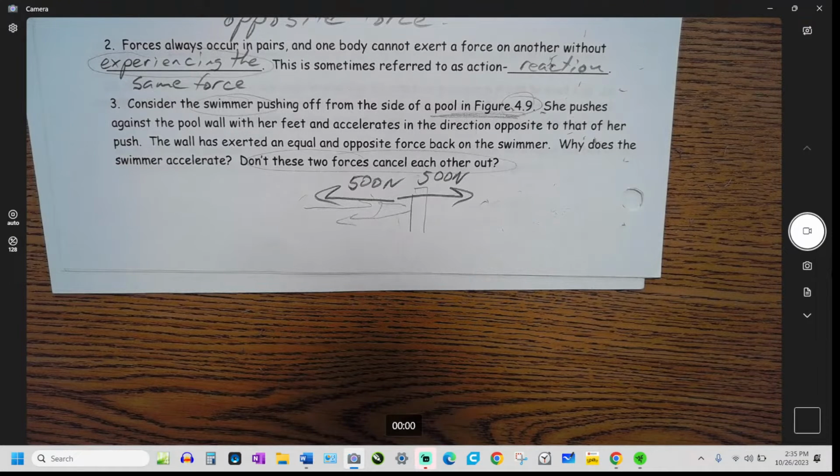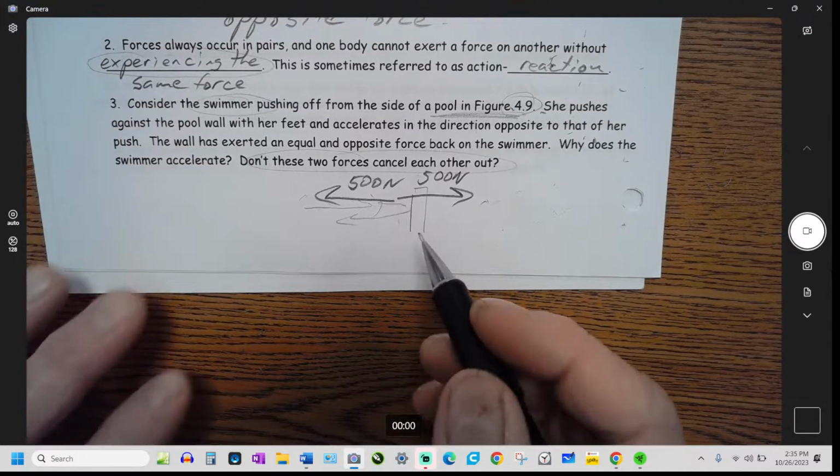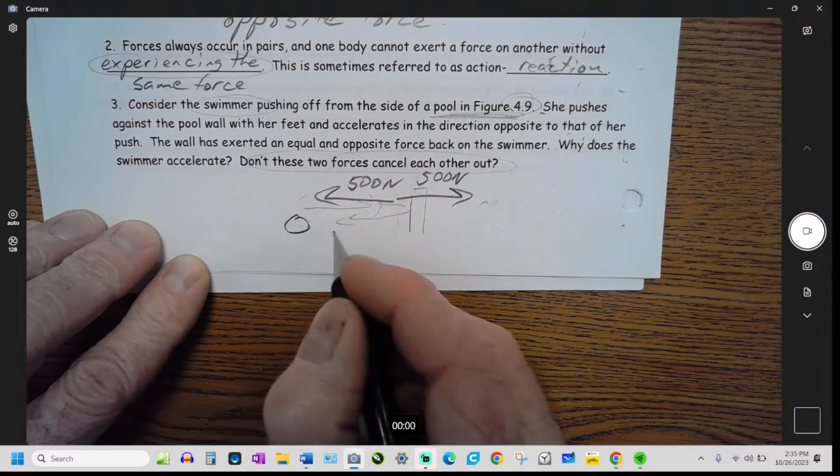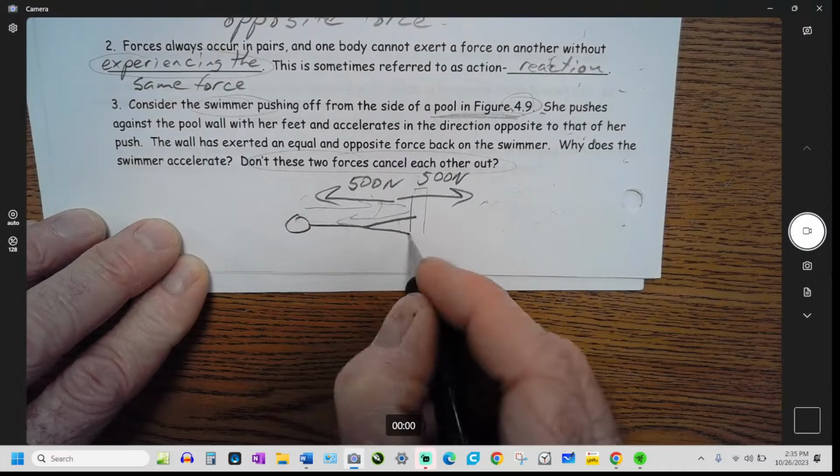Oh no, they don't cancel each other out. They just go in the opposite directions. It's not like the net force cancels it out, but the forces are still going in that direction. I think you're on the right track. So if we have the swimmer here, this is going to be a real bad picture of a swimmer. They don't look like they're swimming at all.